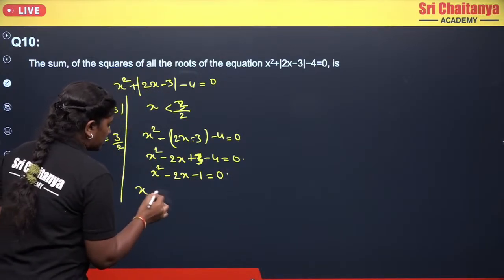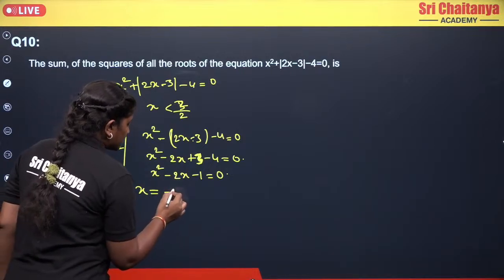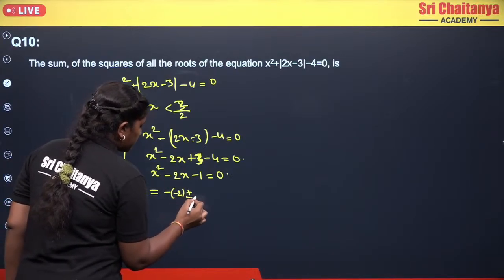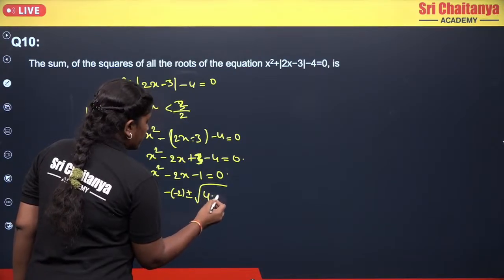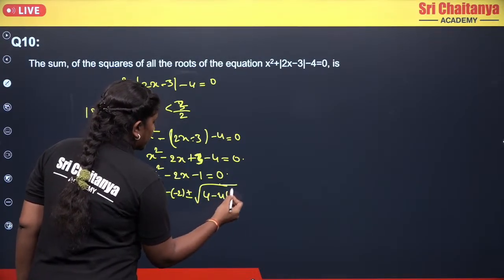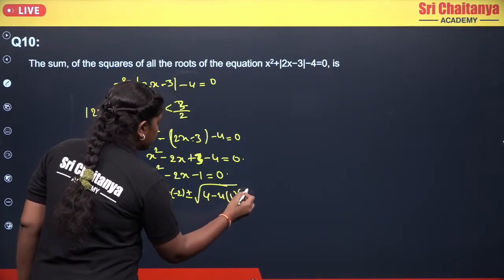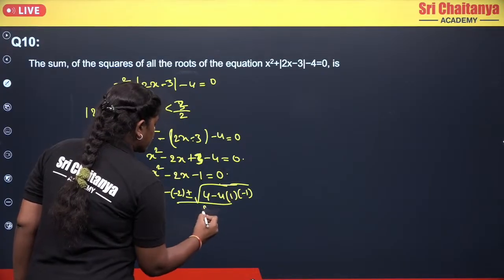Use the quadratic formula, so that becomes minus of minus 2 plus or minus root of b square, that means 2 square 4 minus 4 into a value will be 1 and c value will be minus 1 by 2 into 1.